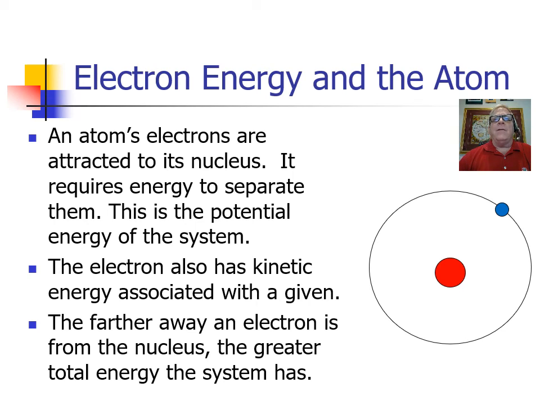So the farther away the electron is from the nucleus, the greater total system energy it is going to have. Not only the potential energy will be greater as the electron goes farther away, but as we will see, the kinetic energy that the electron has to have in order to orbit in a circular pattern must be greater the farther away it gets from the nucleus.